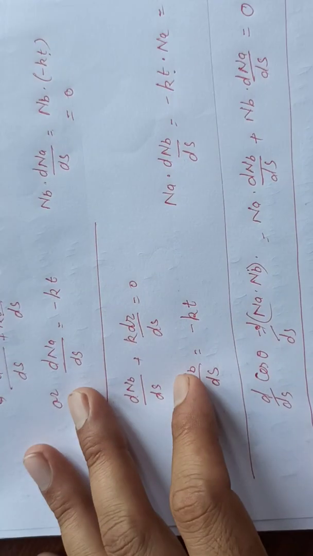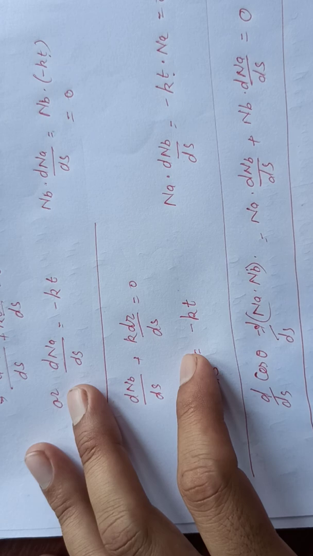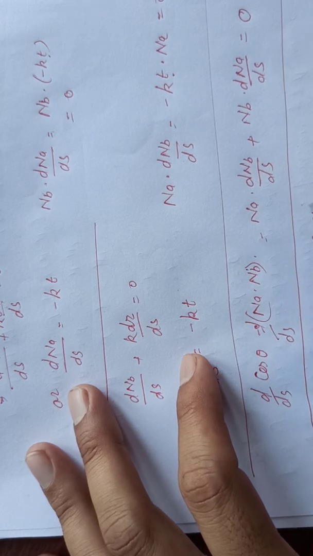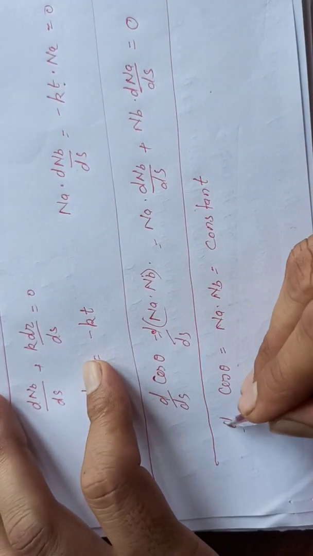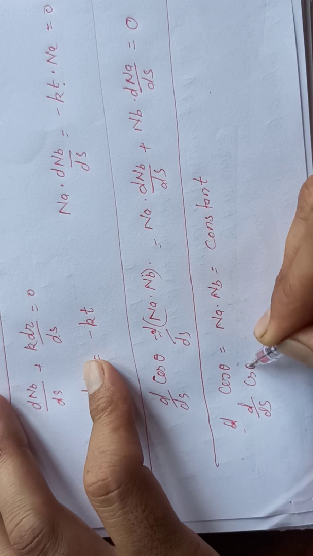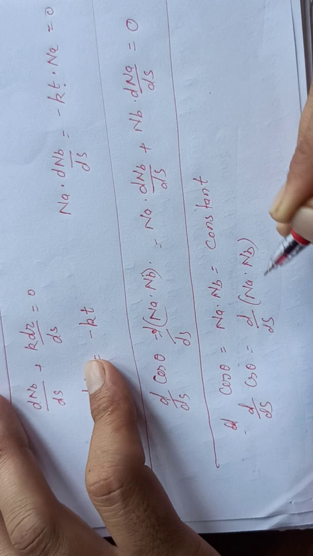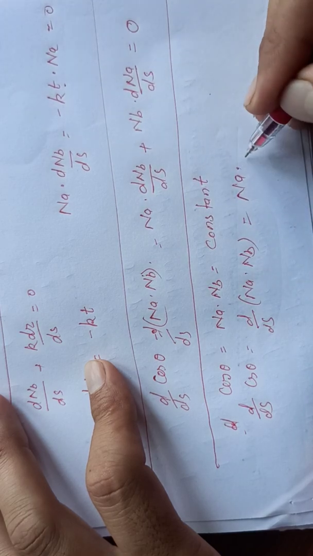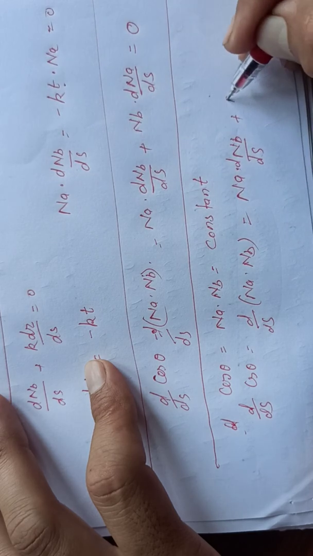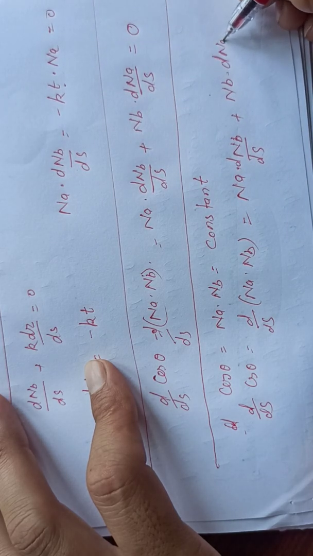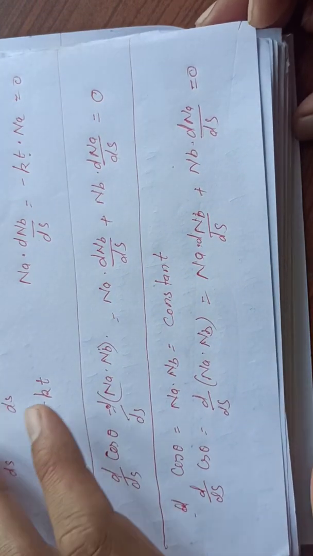Now the converse part. We are given that cos theta is equal to constant, that is NA dot NB is equal to constant, or we can say d by ds of cos theta, that is d by ds of NA dot NB, that is NA dot dNB by ds plus NB dot dNA by ds is equal to 0. Okay.